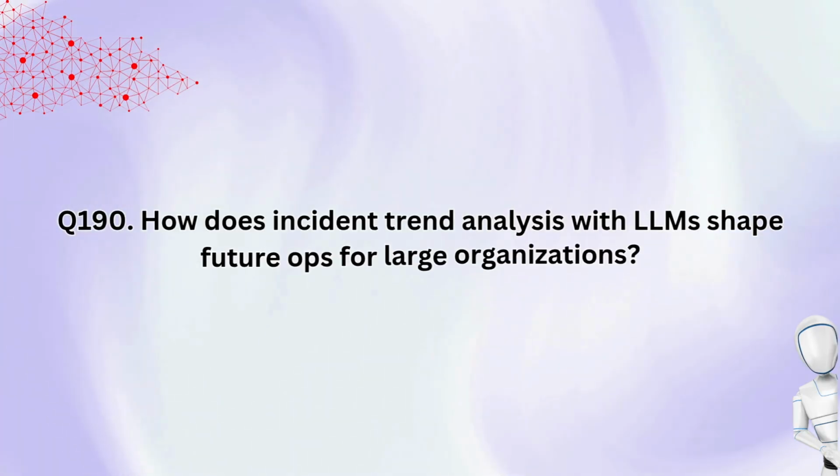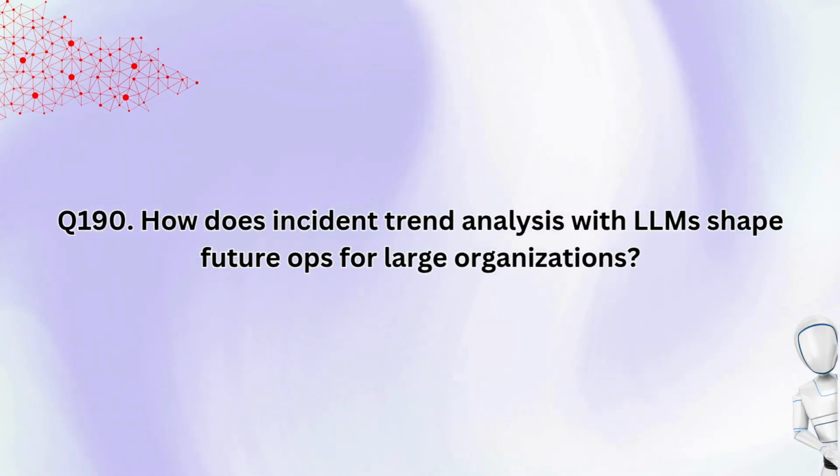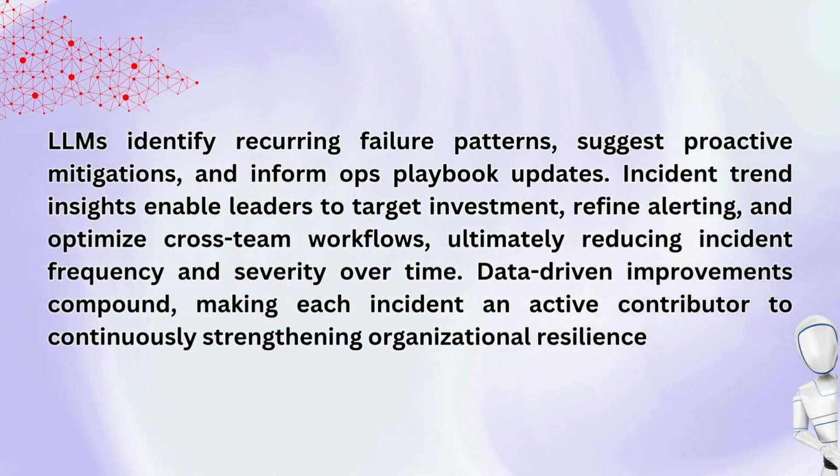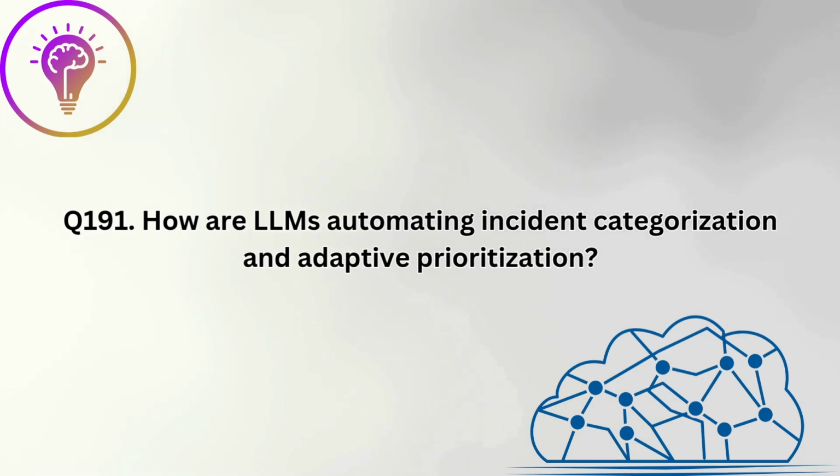How does incident trend analysis with LLMs shape future ops for large organizations? LLMs identify recurring failure patterns, suggest proactive mitigations, and inform ops playbook updates. Incident trend insights enable leaders to target investment, refine alerting, and optimize cross-team workflows, ultimately reducing incident frequency and severity over time. Data-driven improvements compound, making each incident an active contributor to continuously strengthening organizational resilience. How are large language models automating incident categorization and adaptive prioritization?